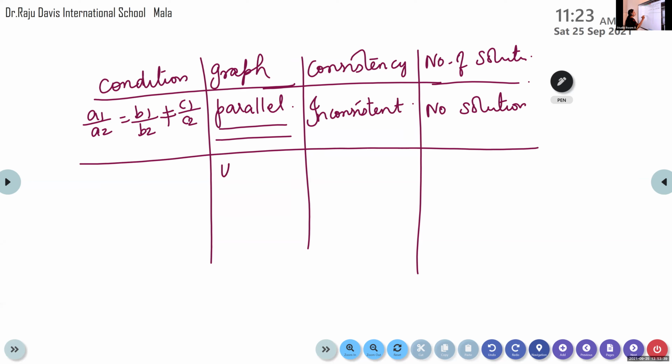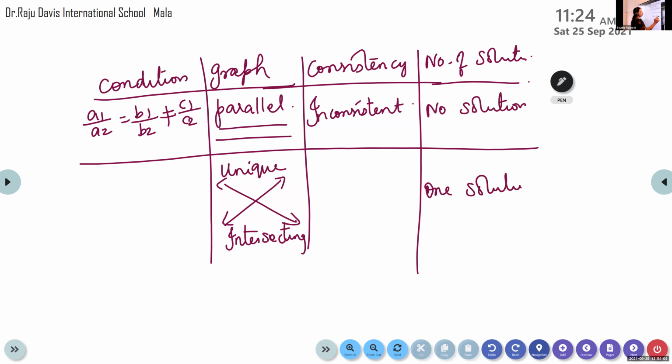Next is unique solution. Unique solution means the graphs of the lines will be intersecting. So here there is one solution, or we can say a unique solution. If a solution is there, the given system of equations is said to be consistent.